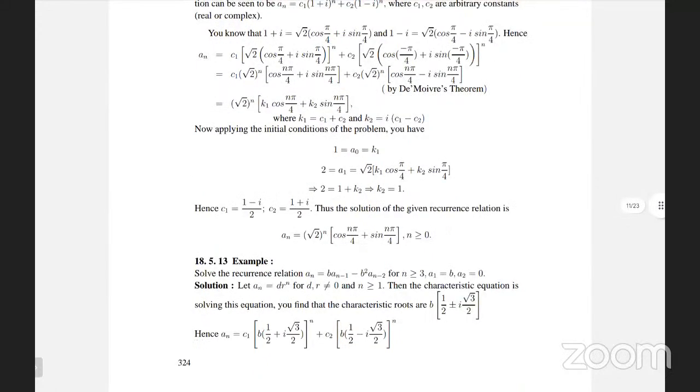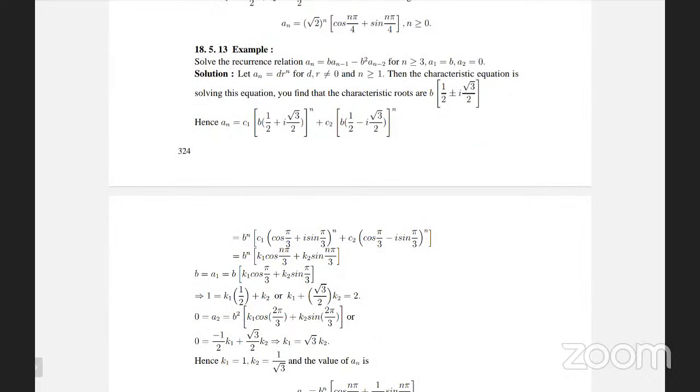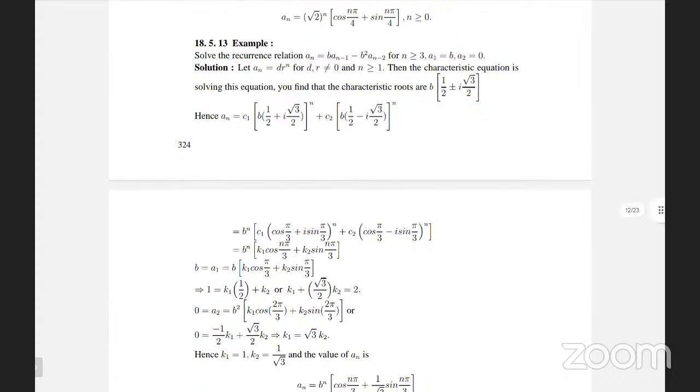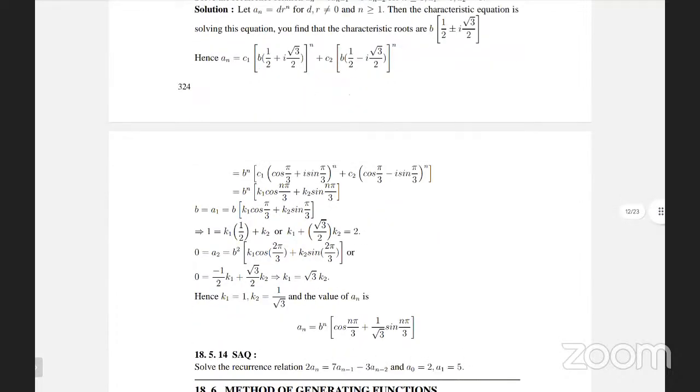Next question. Solve the recurrence relation a_n = b a_(n−1) − b² a_(n−2) for n greater than or equal to 3, with a1 = b and a2 = 0. So a_n = d r^n. Here also we get complex roots: b(1/2 + i√3)^n and b(1/2 − i√3)^n. The same procedure can be applied, and I will get A1 and B1. So this is the complex roots case.